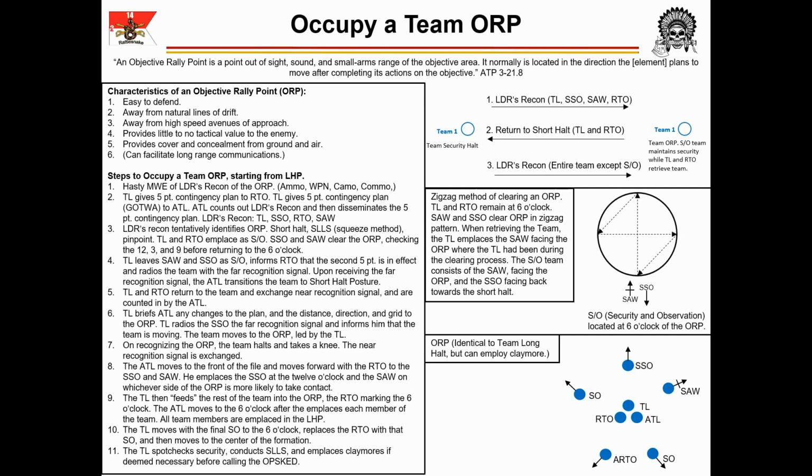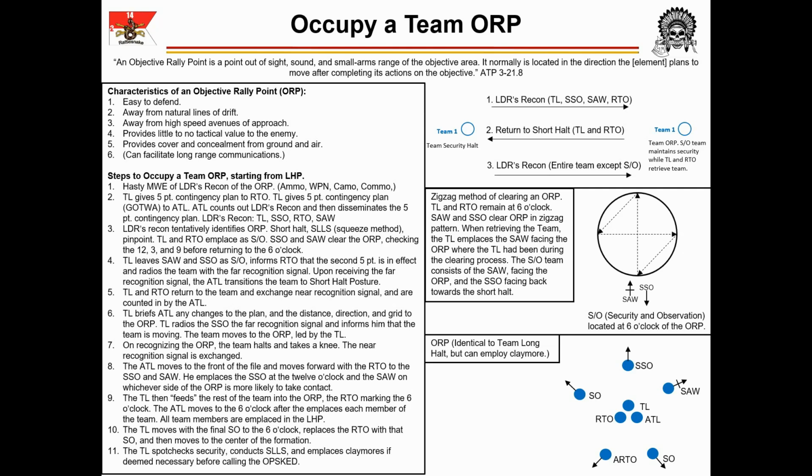The team leader briefs the ATL on any changes to the plan. If there are none, he repeats the distance, direction, and grid of the ORP and then radios the SSO. He informs the SSO that the team will be moving to the ORP site. This is the FAR recognition signal. The SSO and SAW take a knee to increase their visibility for the approaching team. At the SSO or team leader's discretion, the SAW gunner may stay in the prone.